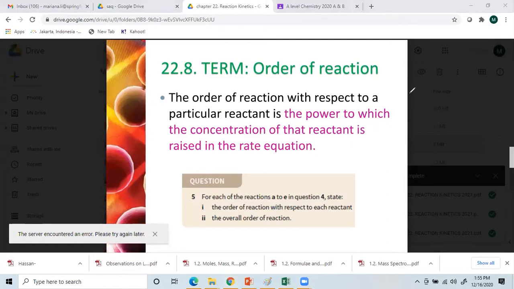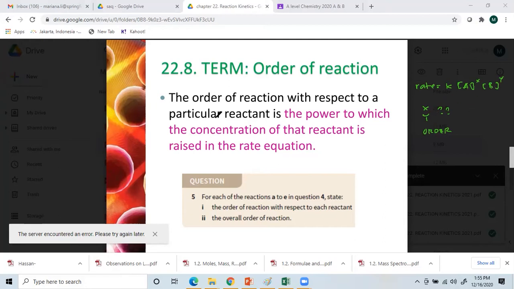Okay, you already know that the rate equation shows the relationship between the rate constant and the concentrations of reactants to the power of their order. So what are X and Y? X and Y are called the order of reaction, the order for this particular reactant. X is for A and Y is for B.